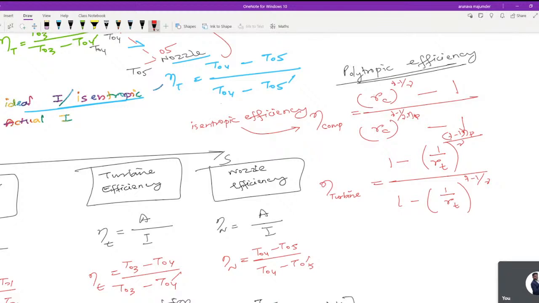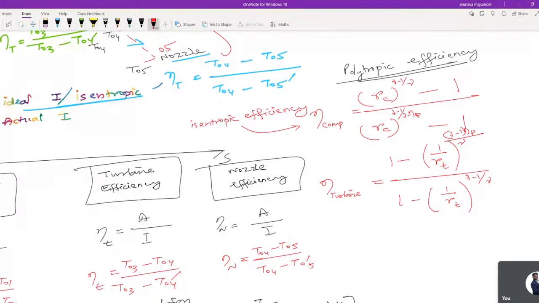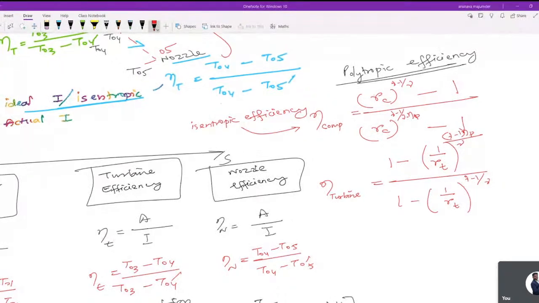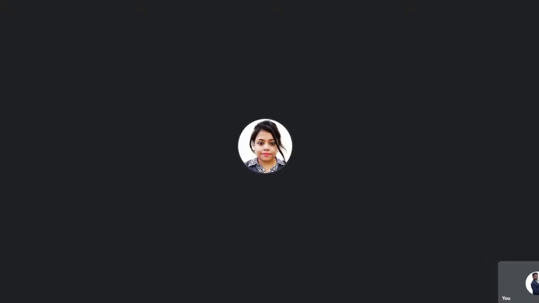Okay, now I hope you have noted down this. And now I will share my another screen with you guys. I hope my screen is visible.